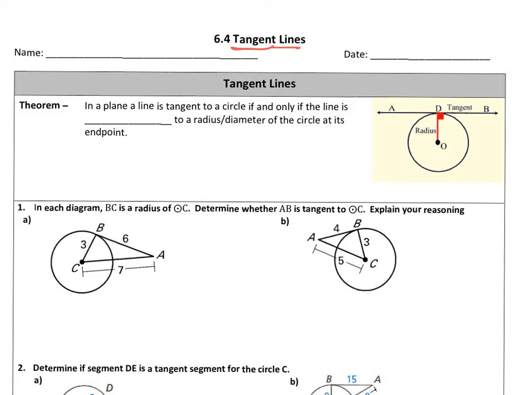So just to review a little bit, a tangent line, like line AB over here on the right, touches my circle at one specific point. It can only be tangent to the circle if and only if it is perpendicular to the radius or diameter. Doesn't matter which one. As long as these two form a right angle right here. So that's only a tangent and a radius or diameter.